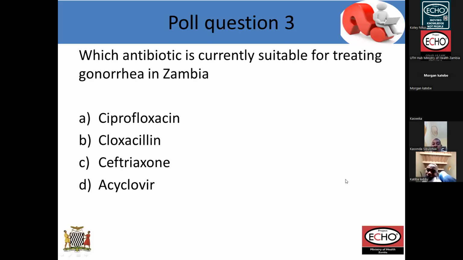Again, we have a majority, 73%, that have gone for ceftriaxone, the third generation cephalosporin, and then ciprofloxacin at 26%. So it's ceftriaxone. Currently it has very high sensitivity for gonorrhea. Cipro was used previously, but currently it has shifted. Most of the strains are not very responsive to ciprofloxacin currently.